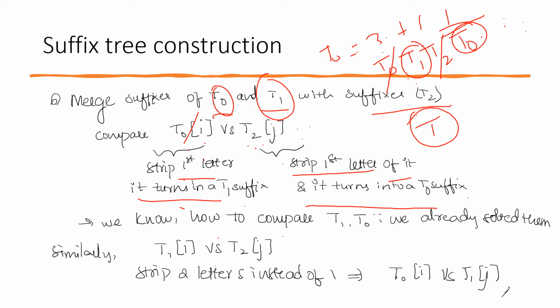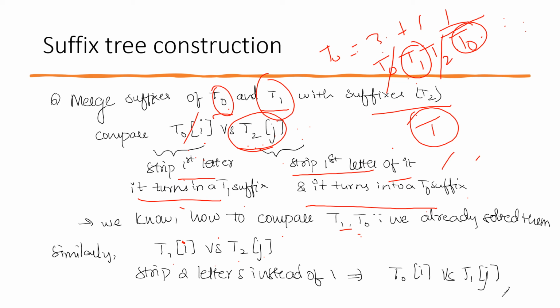So we already know how to compare T1 and T0, since we already sorted them. We strip off the first letter, and then we compare T1 and T0. Similarly, here we did it for T0 and T2, and here we have to do it for T1 and T2.